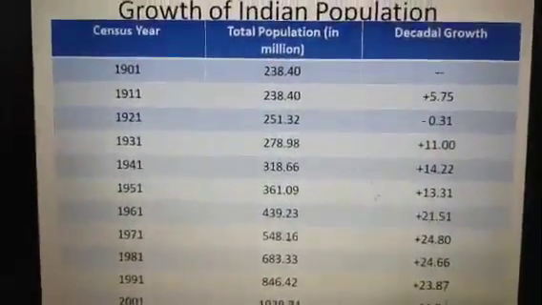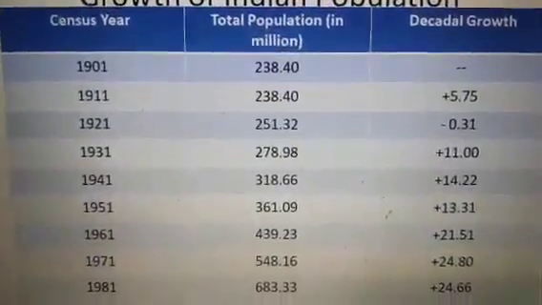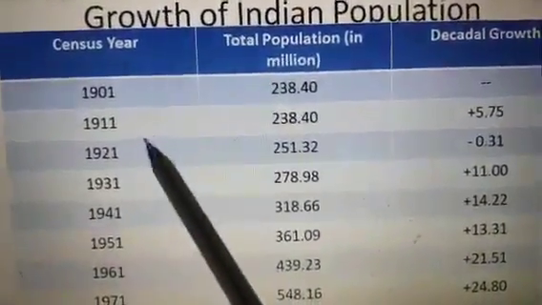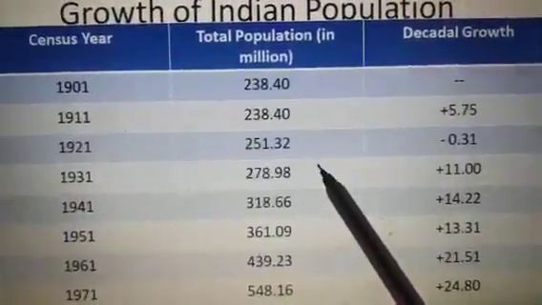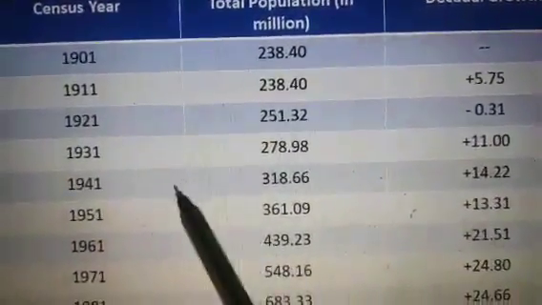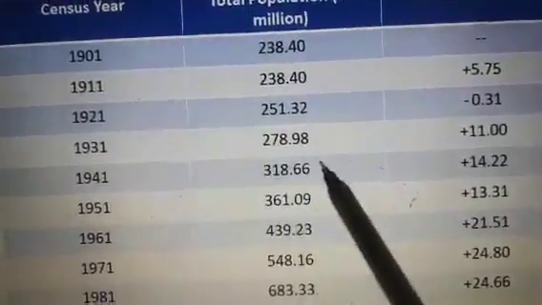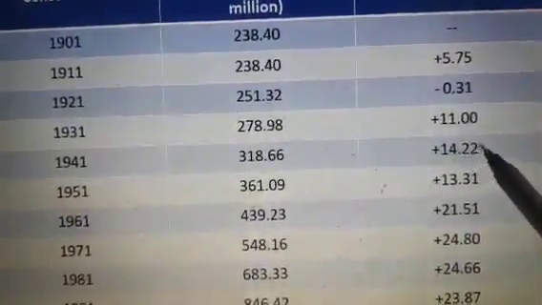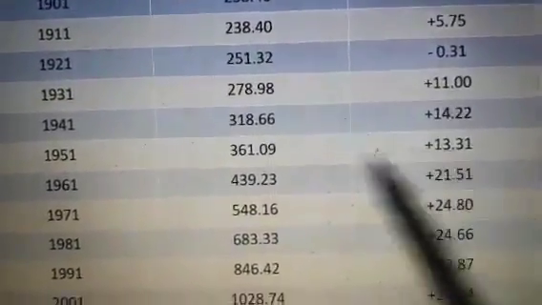With this table, you can see census-wise total population figure and decennial growth. In 1901 only 238 million, in 1911 the second census, 252 million, plus 5% growth. In 1921, 251.32 million, minus 0.31% due to a pandemic. In 1931, 278.98 million, plus 11% decennial growth. In 1941, 318.66 million, plus 14%, again very high population growth rate in this decade. In 1951, 361 million, again plus 13%.